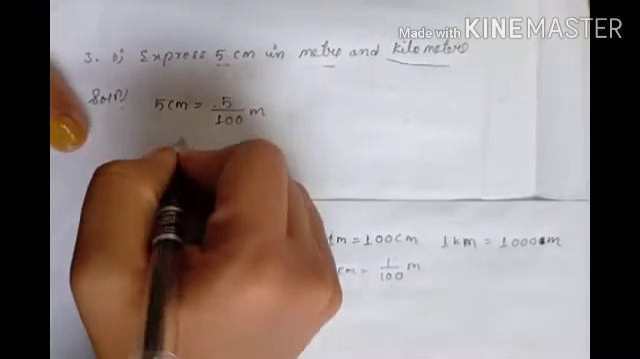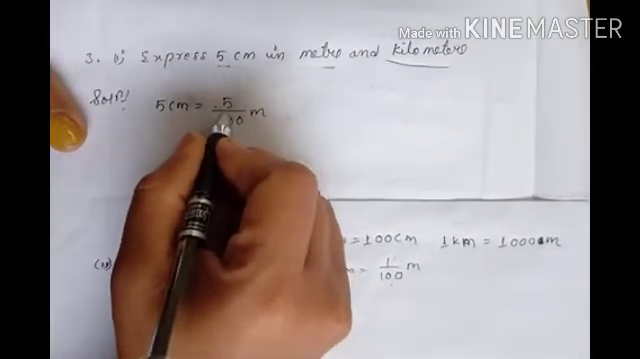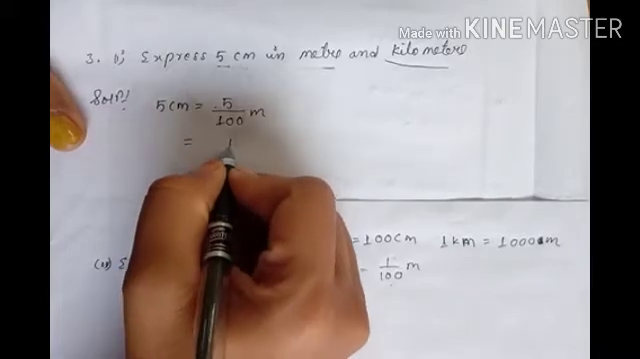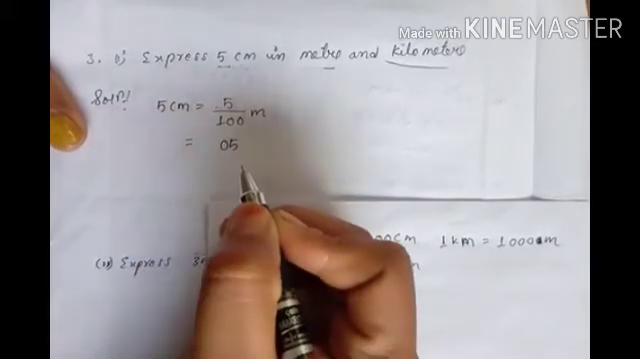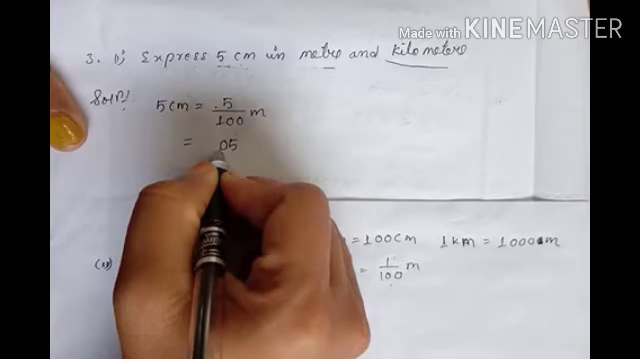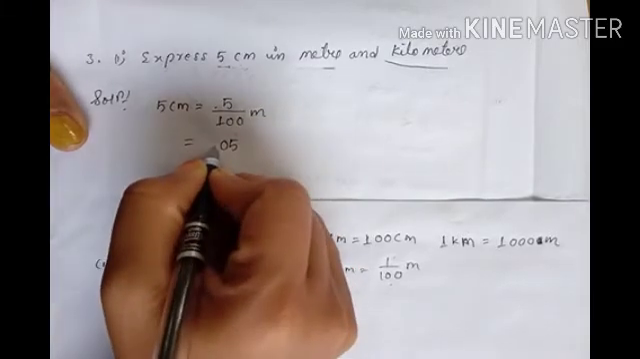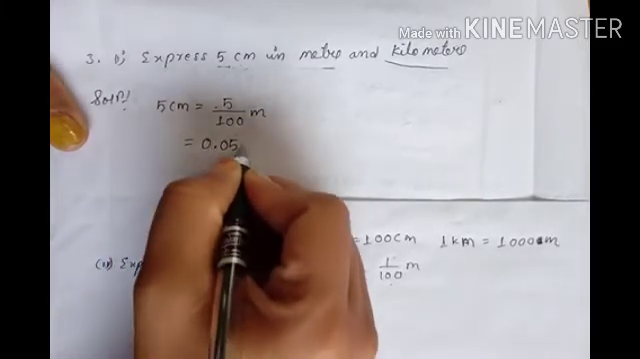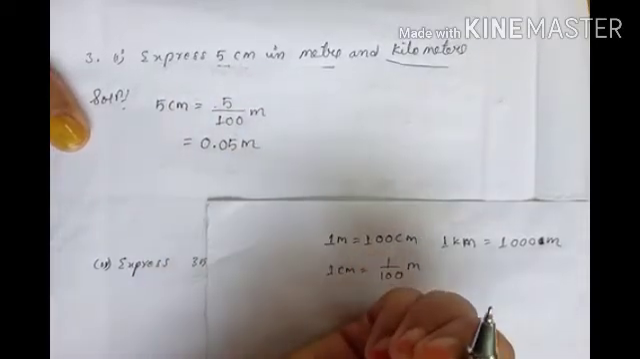So this is equal to what? Meter. Now how you will write this in decimal? There are 2 zeros, isn't it? So before 5 you will make 1 zero. So it becomes 2 digits. Now here you will put decimal, then again 0. Now this is in meter.